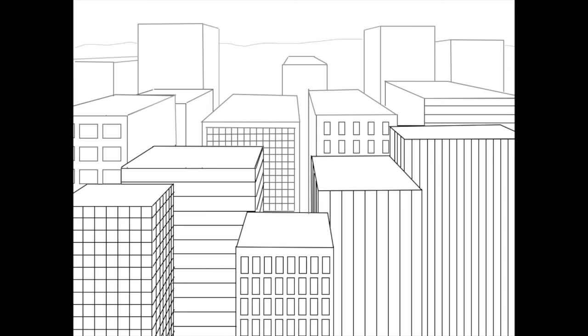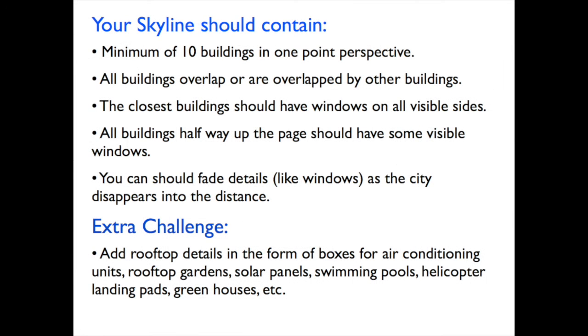The horizon has been made choppy and uneven to give it sort of a rolling hills effect. Notice that things get lighter in the background and more firm and dark with more detail in the foreground. I will finish up here with the normal criteria that I would have as part of an assignment. You can see that I would have a minimum of 10 buildings in this one-point perspective, all of them overlapping in some way. The closest buildings should have windows on all the visible sides and then fade that out as it goes back into the distance.